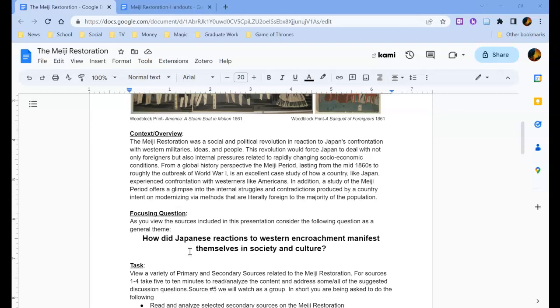From a global history perspective, the Meiji period, lasting from roughly the mid-1860s to the outbreak of World War I, is an excellent case study of how a country like Japan experienced confrontation with Westerners, like Americans. In addition, a study of the Meiji period offers a glimpse into the internal struggles and contradictions produced by a country intent on modernizing via methods that are literally foreign to the majority of the population.